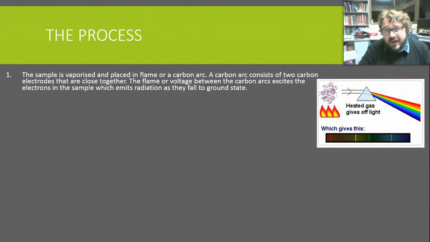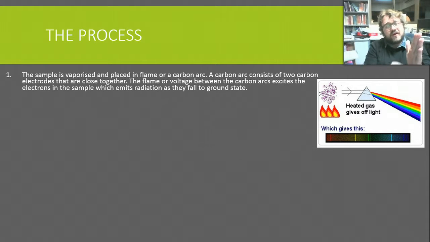Okay, so how is it done? You vaporize it and you place it in a flame or a carbon arc. Now, it's two carbon electrodes that are held together. An arc is something that allows electricity to arc across. So you vaporize it and you hit it with a flame, or the flame can give you, what's the word? The flame can give you false positives, basically.